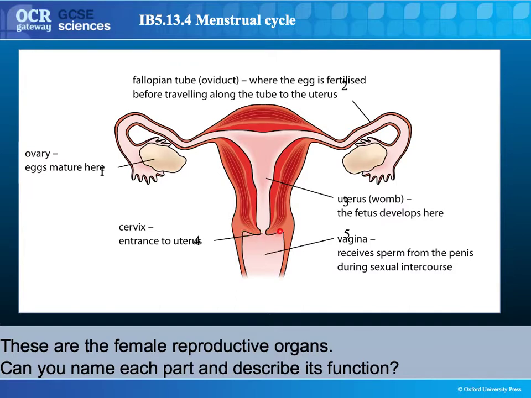Here, this is a thin membrane called the cervix, which is the entrance to the uterus, and here is the vagina, where the penis is inserted and sperm is received from the penis during sexual intercourse. Then it can make its way up into the fallopian tubes to fertilise the egg. Now if this happens and the egg is fertilised, we call this conception.